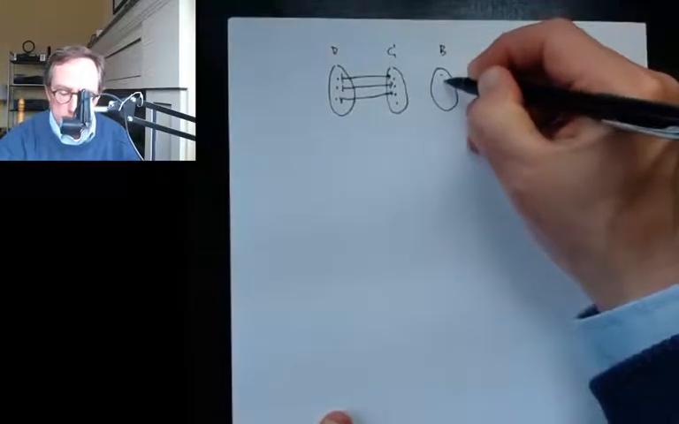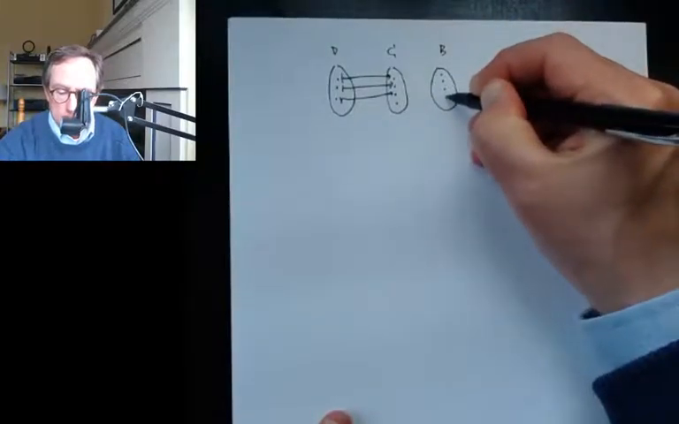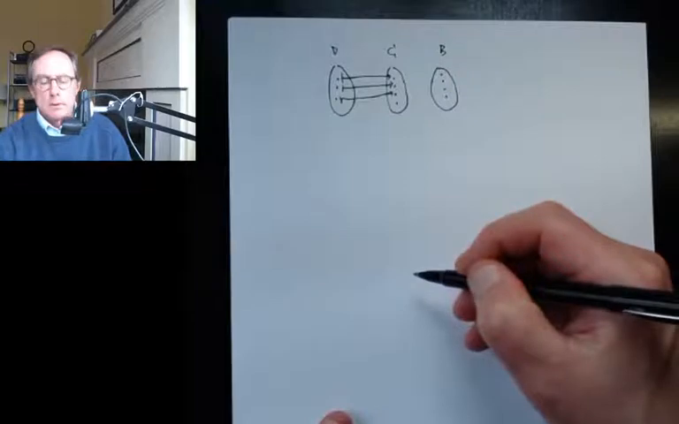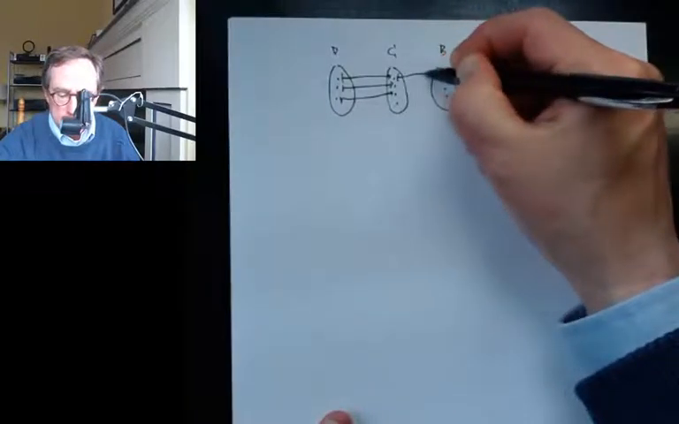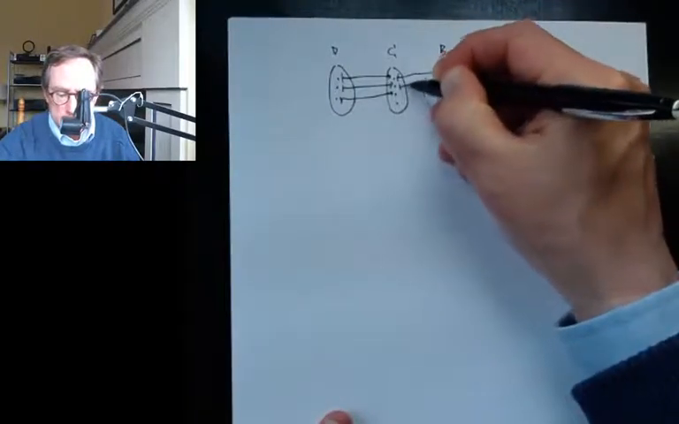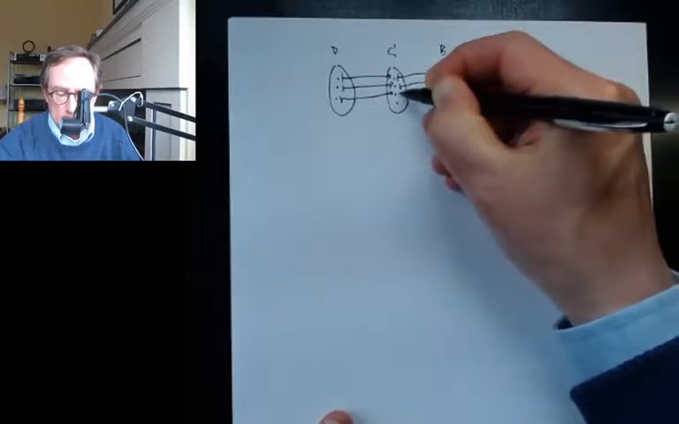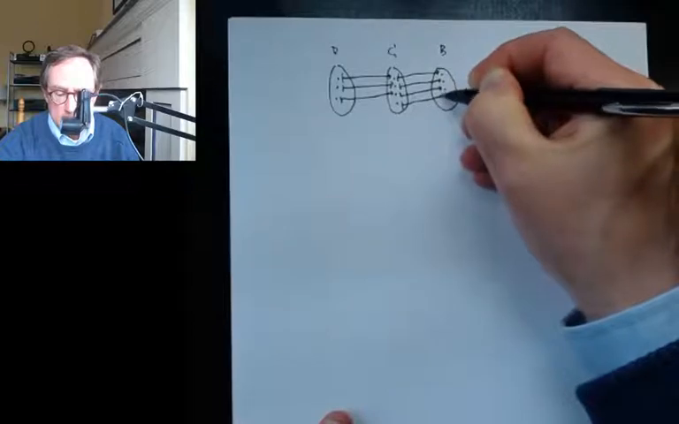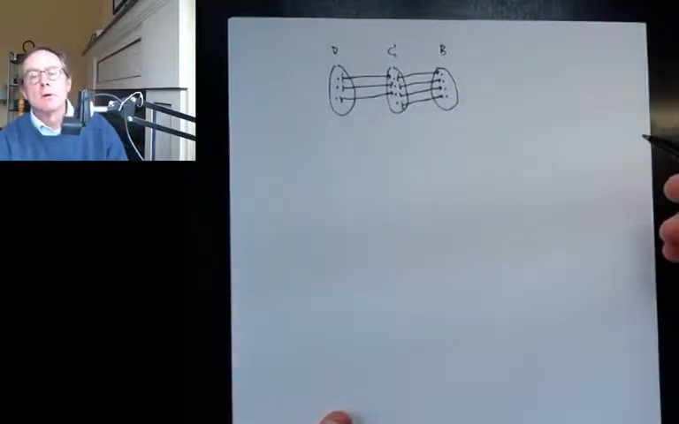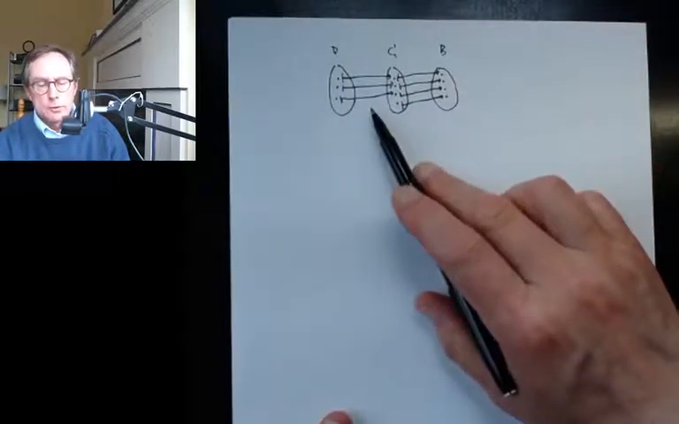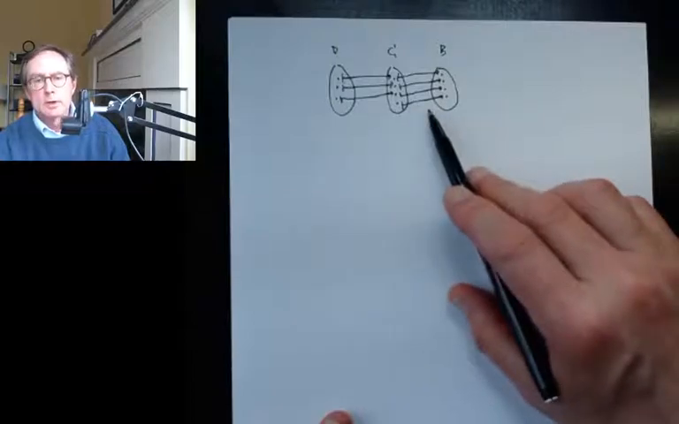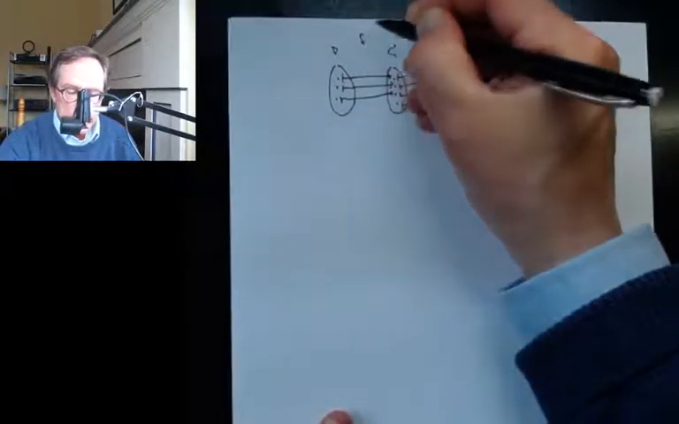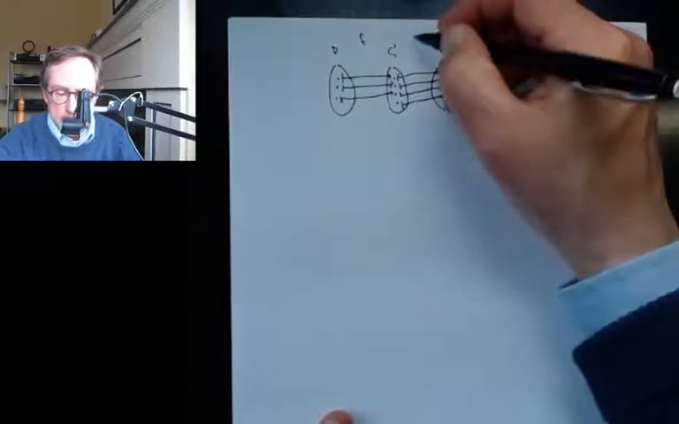I won't make the arrows cross or anything. That just makes the picture more complicated. Already I have a tough time with graphics. There we go. Okay, so this is a first one-to-one function. Here's a second one-to-one function. So I'll call the first one F because I'm not a very imaginative person, and I'll call this one G.